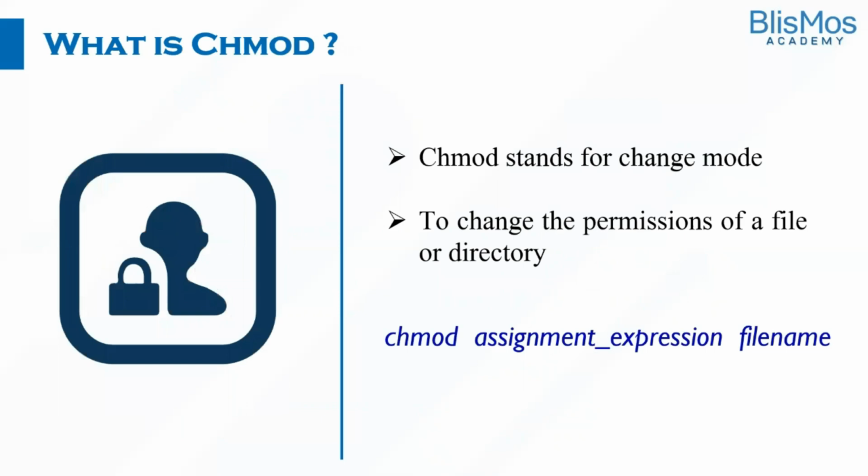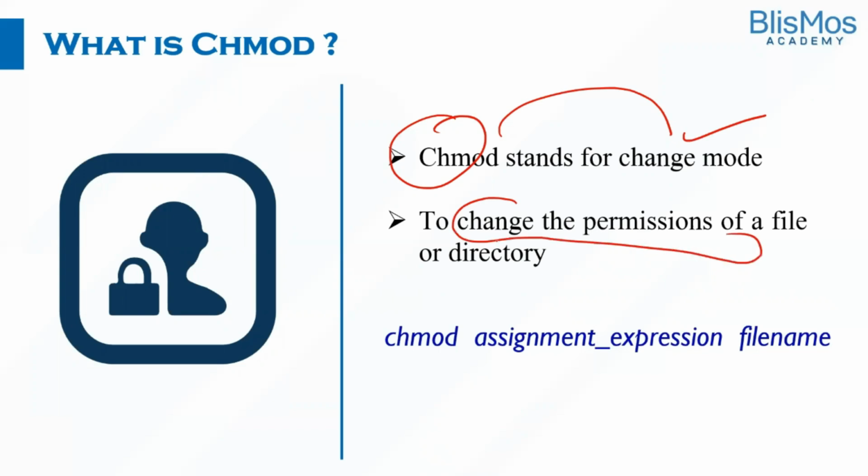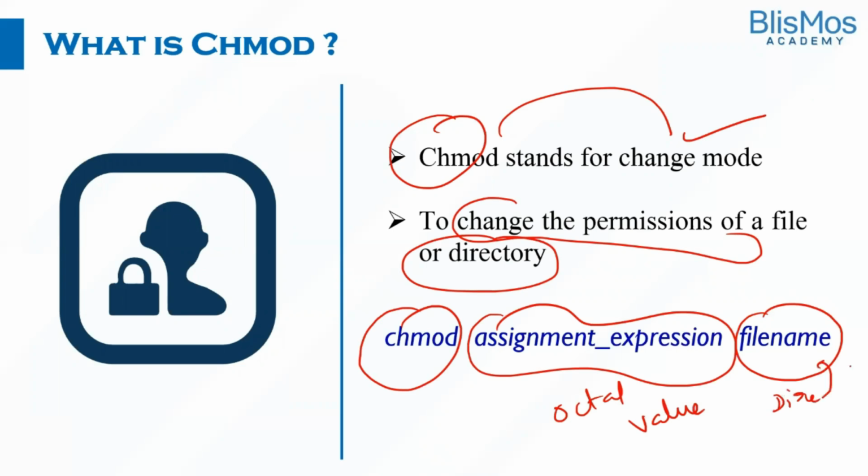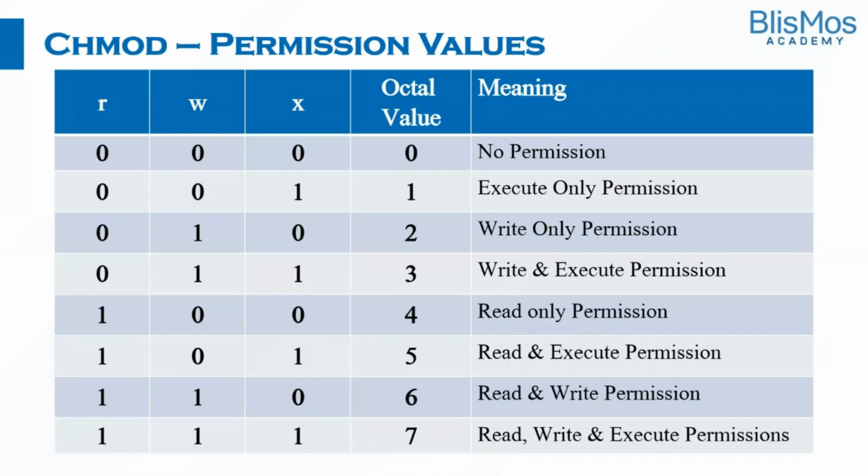Then what exactly is chmod? chmod stands for change mode. If you want to change the permissions of a file or a directory, you can use chmod. The syntax is pretty simple. You say chmod and you can give an assignment expression or an octal value and then give the file name or a directory name.